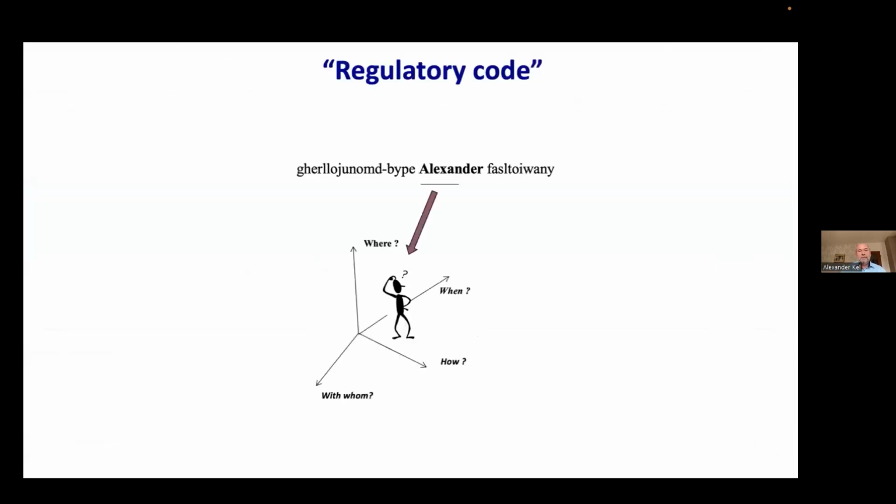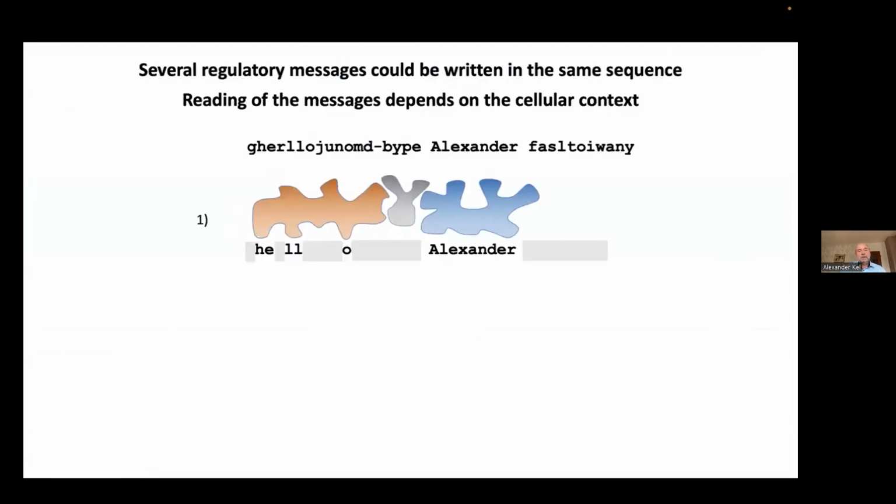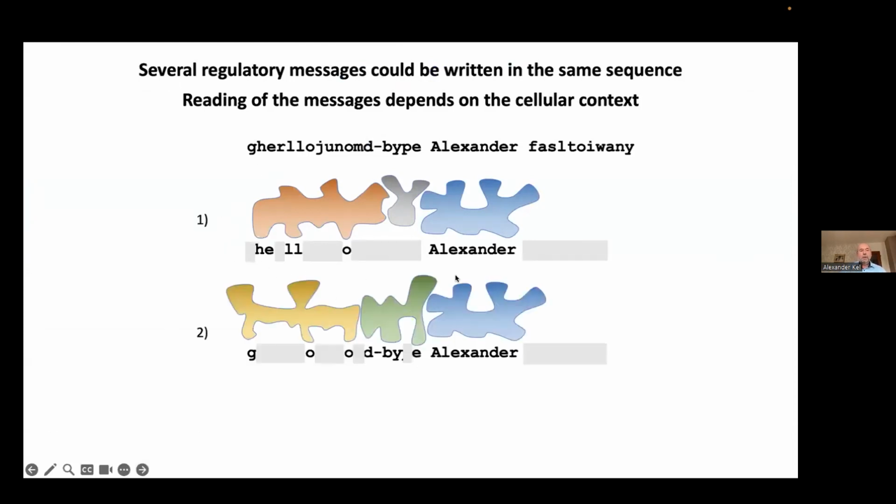Okay, so when we talk about this regulatory code, I just want to finish. As I said, we don't know what is written in this text, but by trying to reconstruct this text by typical text reconstruction with the concept that our words should not overlap, we may not find any meaning of that. But if you take a concept that words can overlap, then you can read it. For instance, you can read here, hello, Alexander, or you can read goodbye, Alexander.